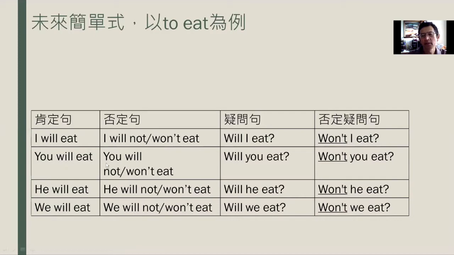You will eat, you will not eat, you won't eat. Will you eat? Won't you eat? Please say these sentences with me.